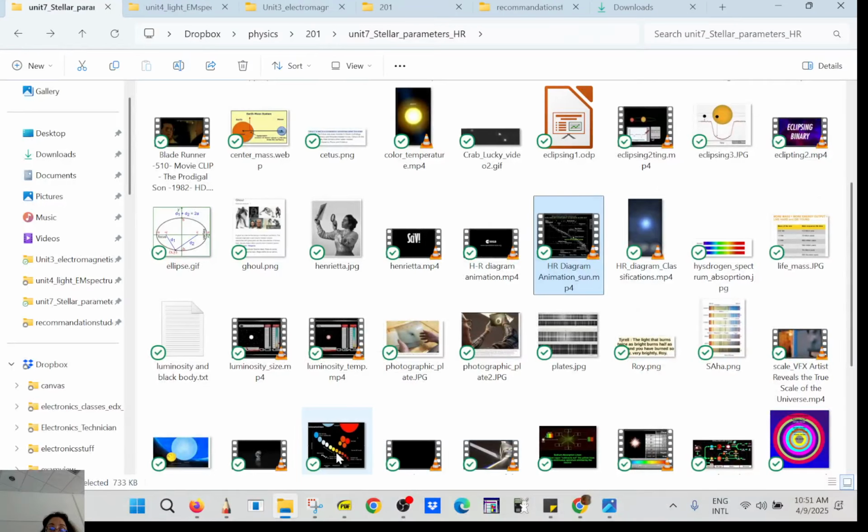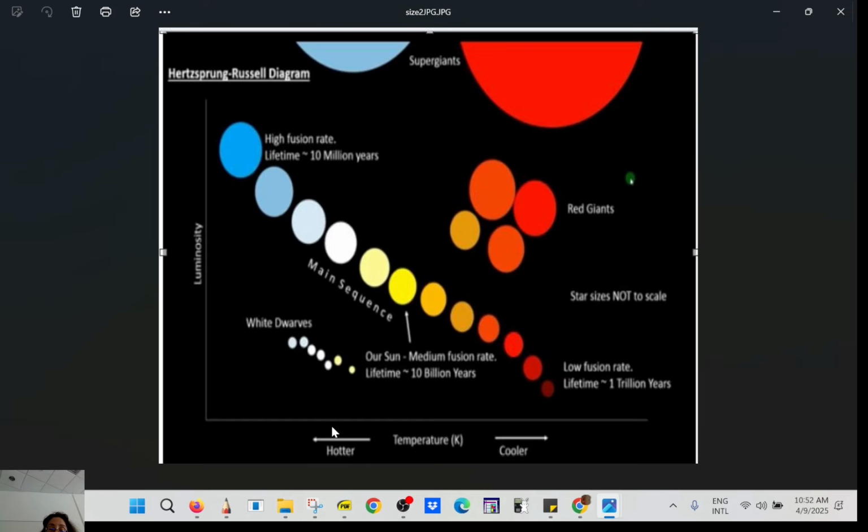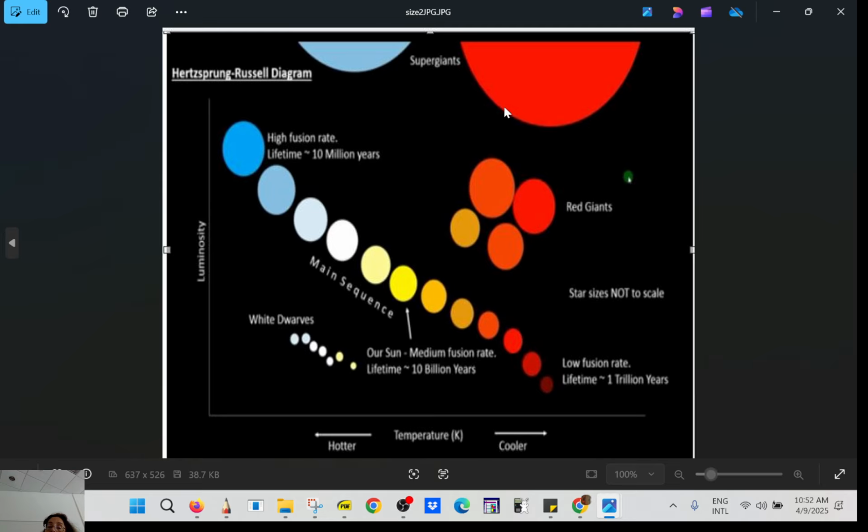Oh, this one also is very cool, because you can see the relative size.